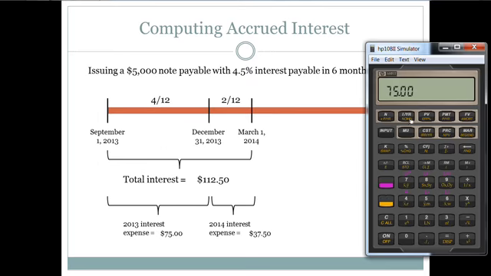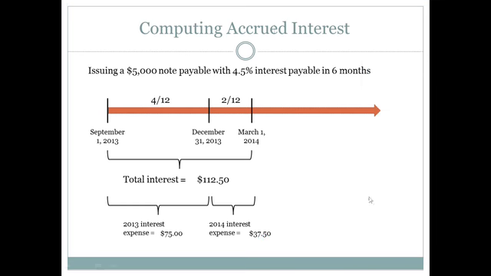And we can get at that directly by way of calculation as well. 5,000 times the 4.5% interest times 2/12, because that's the portion of the year that the note will be outstanding in 2014, and that results in the $37.50. And so $75 plus $37.50 adds up to the $112.50. All right, so those are the significant measurement issues.